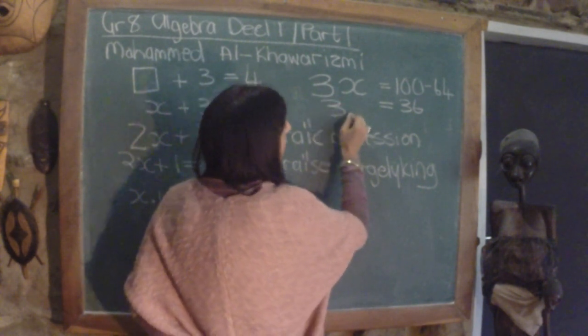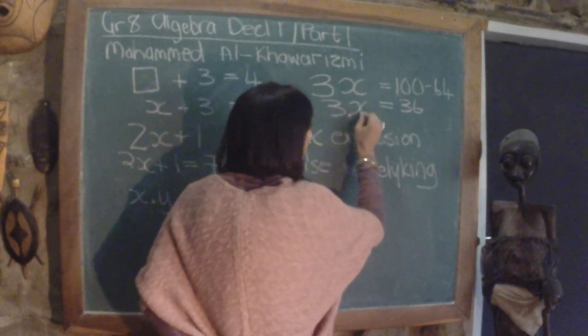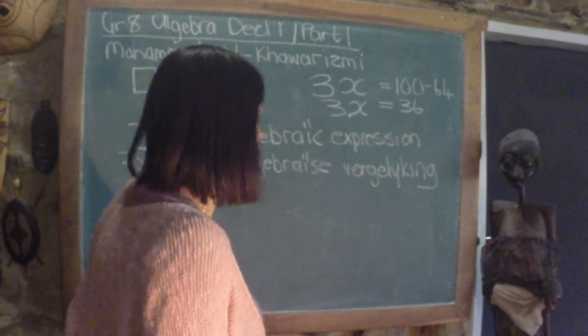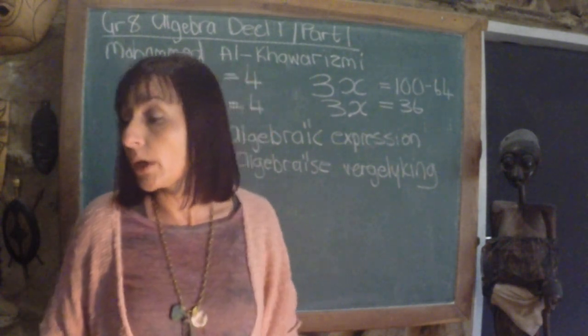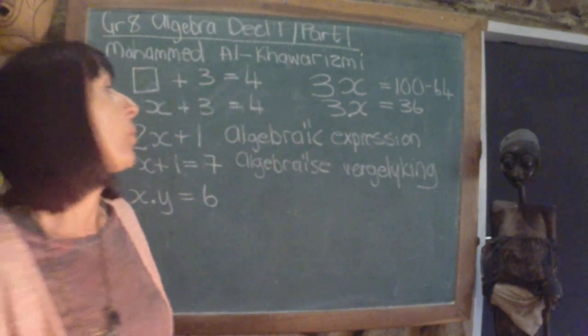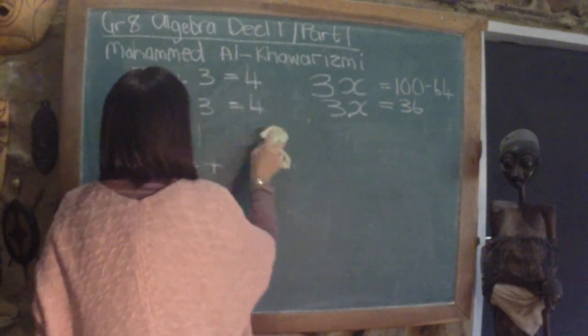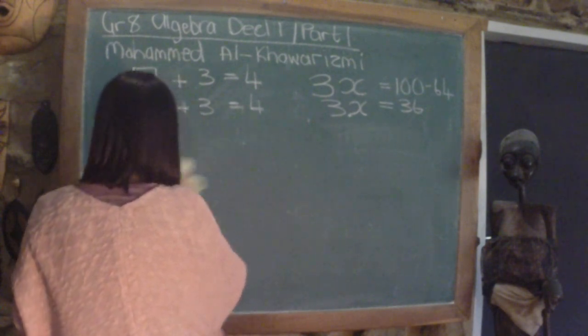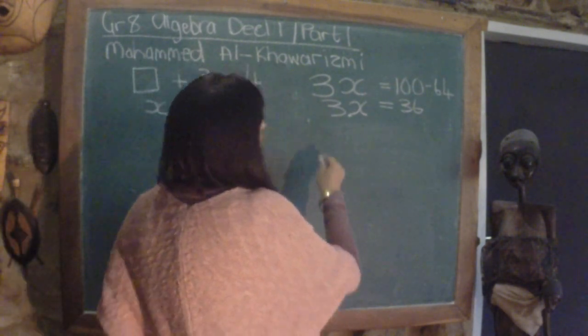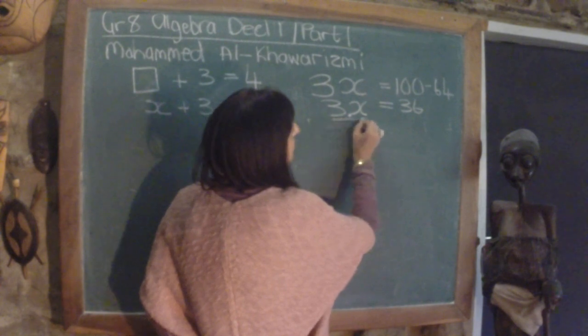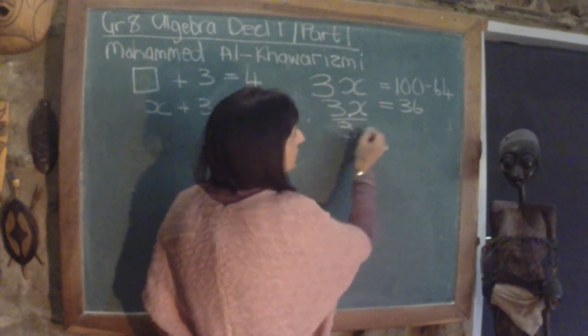So 3 times X equals 36. So now I can work out what 1 cold drink costs. So if I've got 3 X's, I can get X alone by dividing with 3 on both sides.